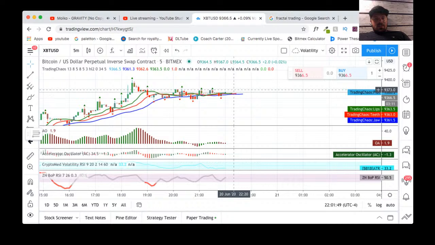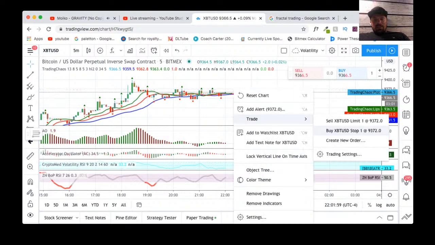If I right click, control click on a Mac, and go to trade and place a buy stop. This is how you trade on TradingView, and this is a paper trading account. So I placed it on the 5-minute chart. Let's go down to the 1 minute to make sure we got the most opportune time. Yep.